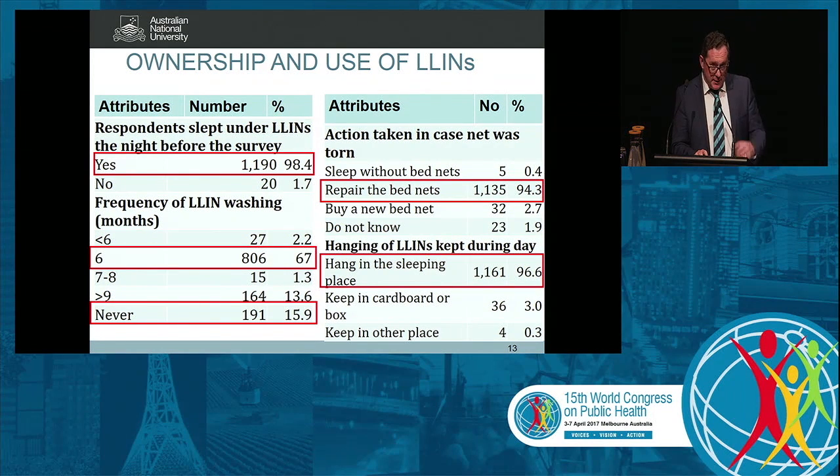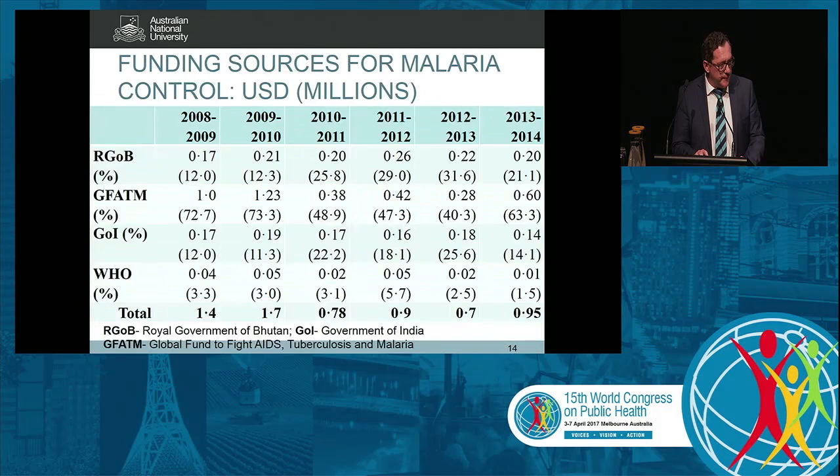So generally speaking, it seems that things are looking good in Bhutan. There's very high coverage, very high use, most people following guidelines, and no evidence of local transmission from our survey, which is indicative that there is low transmission in that area. So that's all looking good.